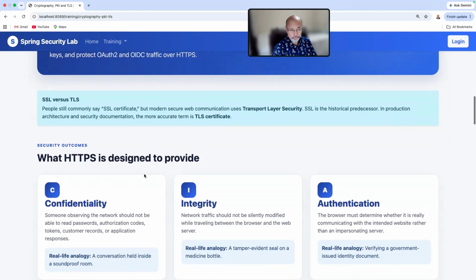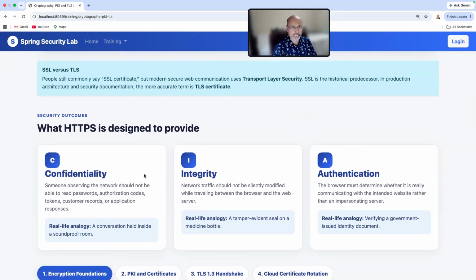Let's go down. So what is HTTPS designed to provide? What is HTTPS?